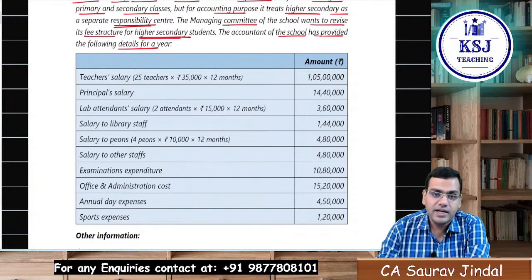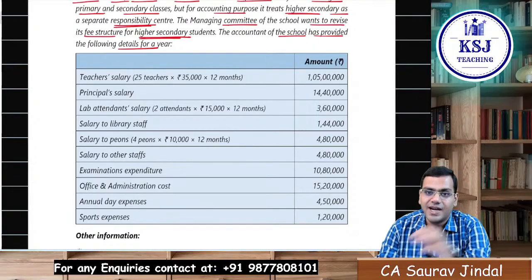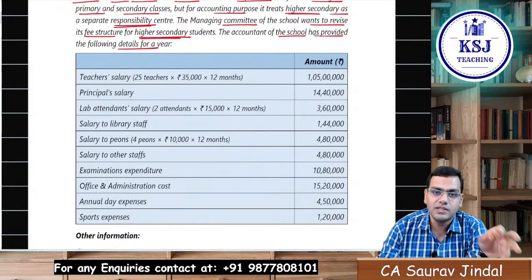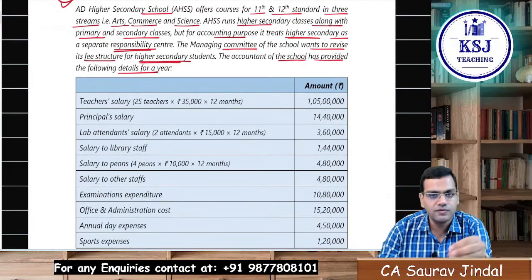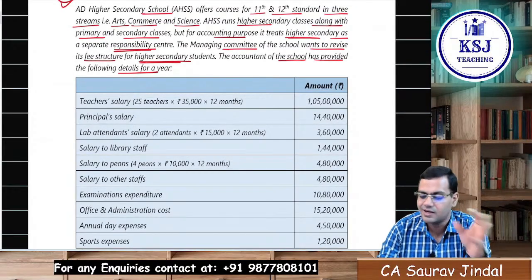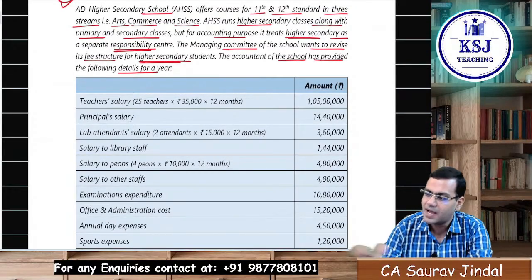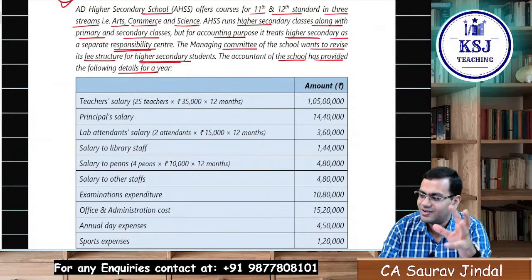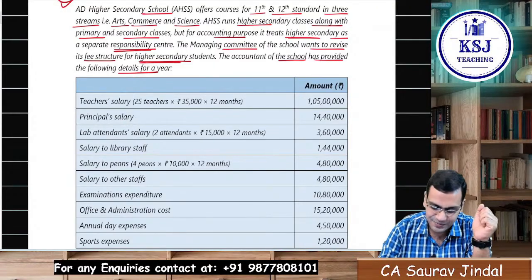The accountant has provided the following details for the year, and the accountant is providing the details for all the sections, for higher secondary also, for primary also, and for secondary classes also, right? Come back to the class now. We'll do all this discussion at the end, okay?